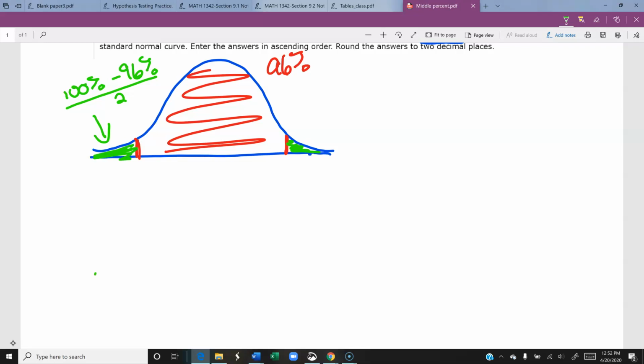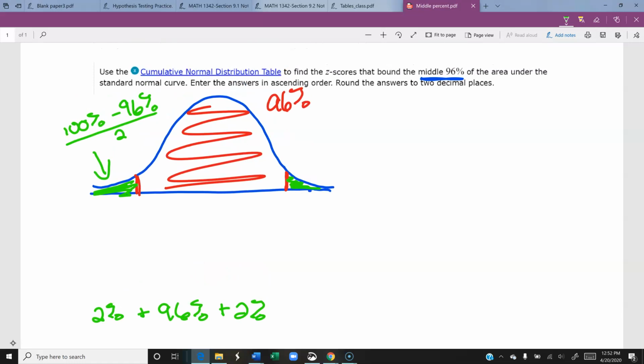Because if you think about it, 2% plus the middle 96% plus another 2%, that would give me the full 100%. So whenever I'm looking at the middle portion of it, I want to make sure that I have an equal amount on both sides. Think about the middle. Middle folds it in half type of thing. I have the same number of values on both sides. Okay, so now then the question is, how do I actually find the z-scores?